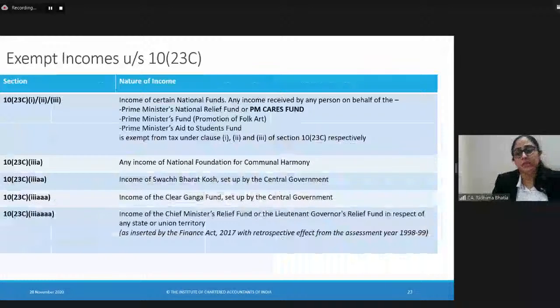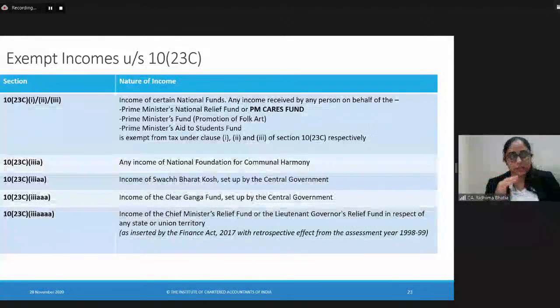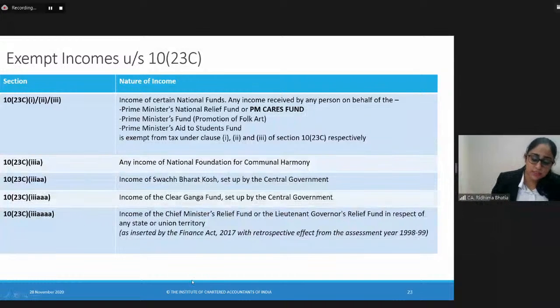Now please bring your attention again back to 10(23C), the one which is very important. I'll try regaining your attention there. Clause 23C of section 10. Now this section has clauses. This is a very important section, number 1, with various subclauses 1, 2, 3, 2, 2, 3, as you can see here, and it goes till 6A.